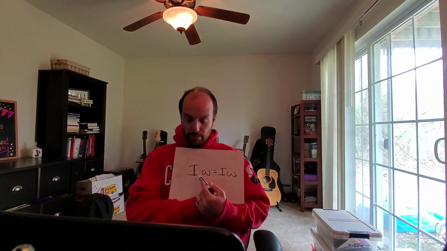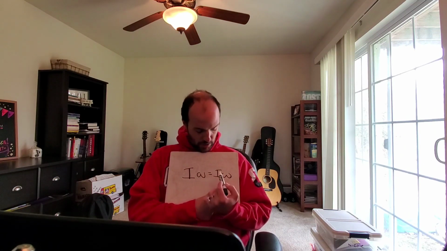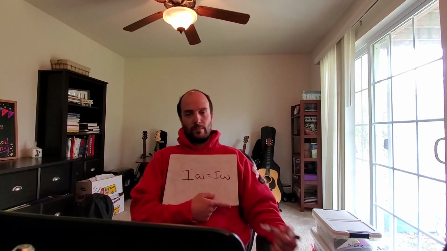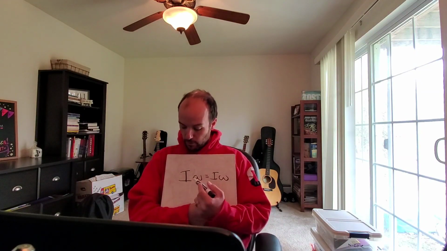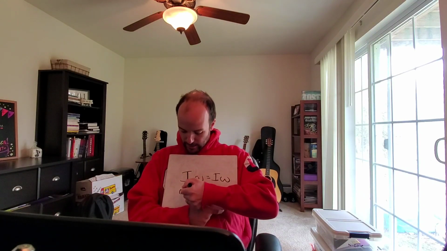Well, remember back from the previous video that for conservation of angular momentum, you have I omega equals I omega. So your rotational inertia before something happens, before I bring my arms in, times the angular velocity before I bring my arms in, equals the rotational inertia and the angular velocity after I bring my arms in. Now, remember that rotational inertia is mass times r squared.